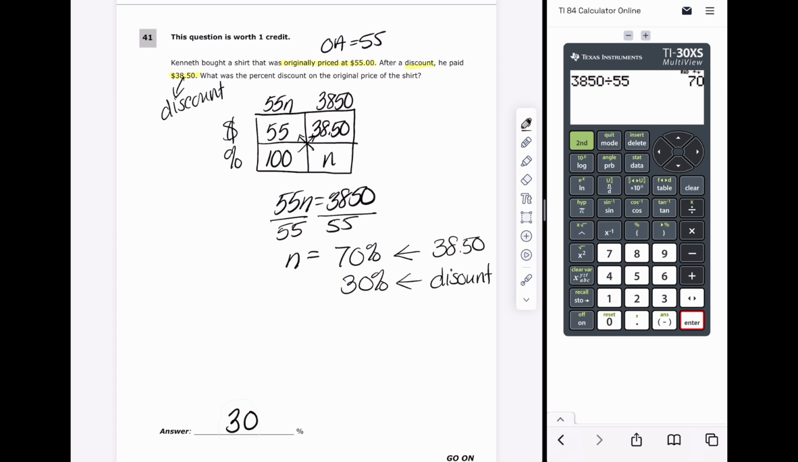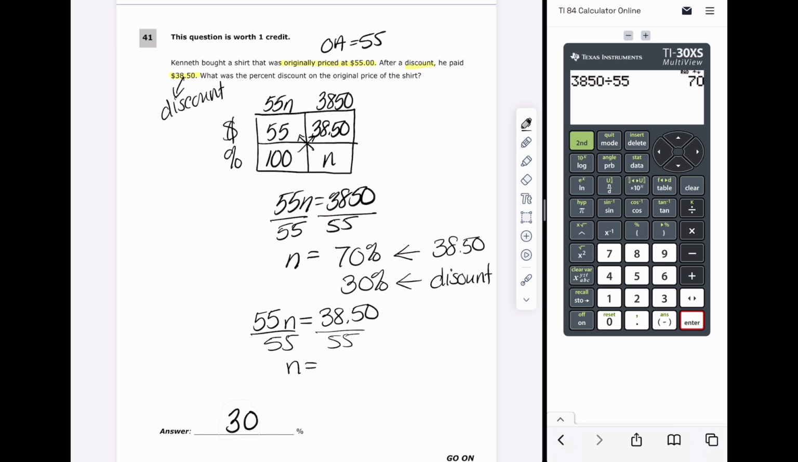So again, there are so many different ways we can approach this type of problem. Another way we could approach this is we can think, what happens if I know the entire price, $55? What would I have to multiply it by to get $38.50? Because I know I'm getting a lower percentage. Like what percentage would give me this? And when we do that, again, we're still dividing by 55.